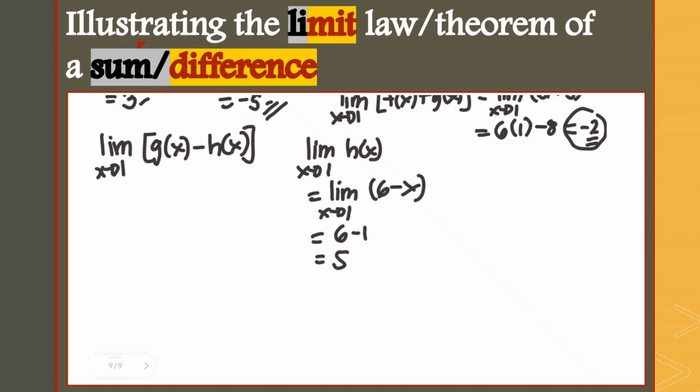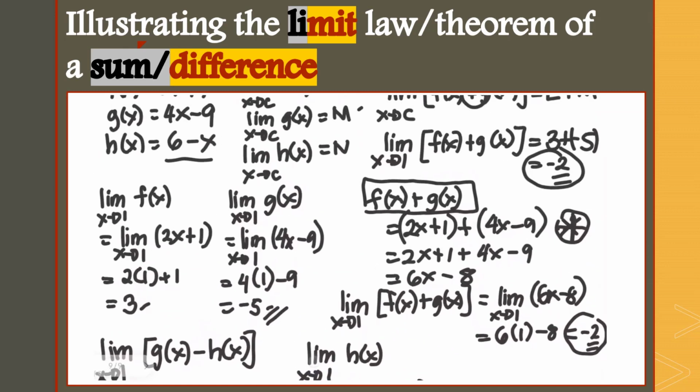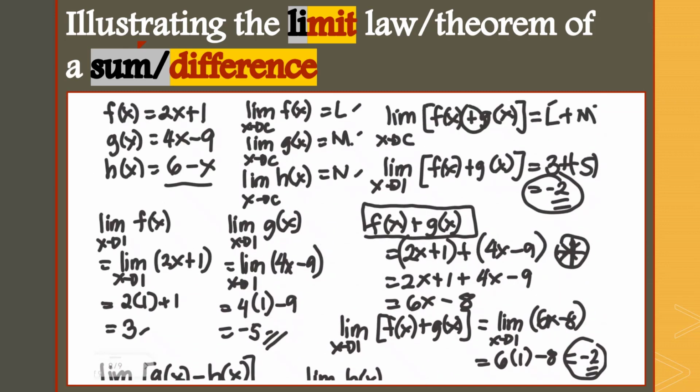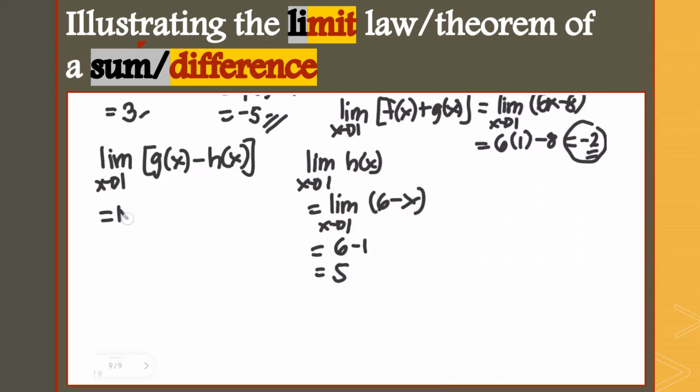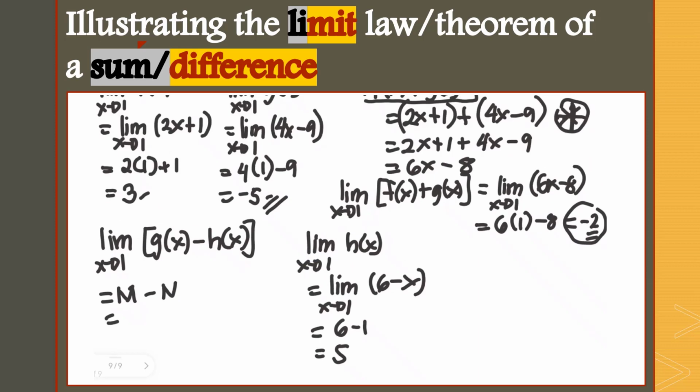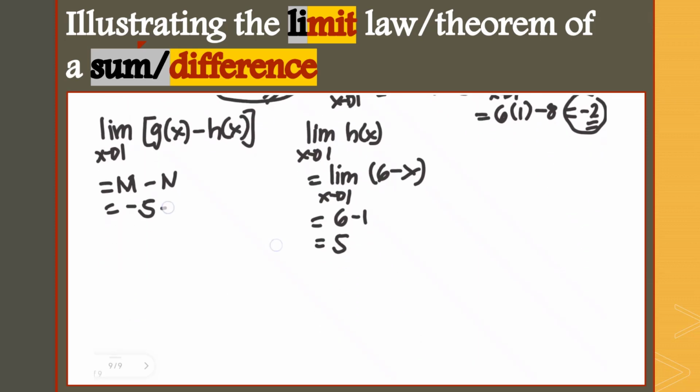So this limit theorem automatically tells us that we simply are going to use the notation used for g of x earlier, which was M, and N for h of x. So M minus N, M minus N. M is, this was g of x, so negative 5, and minus 5 here, which will give us a result of negative 10. This is by using the limit theorem.